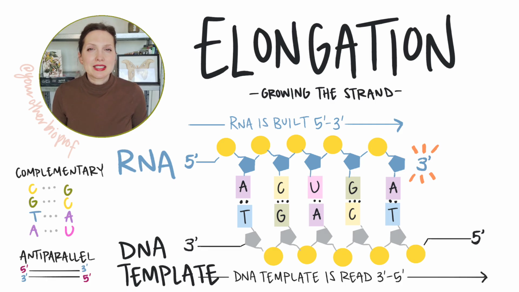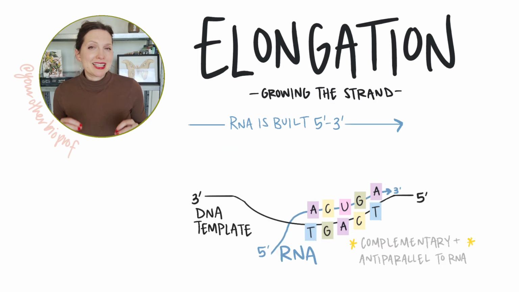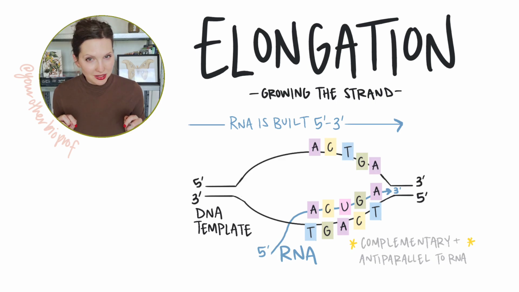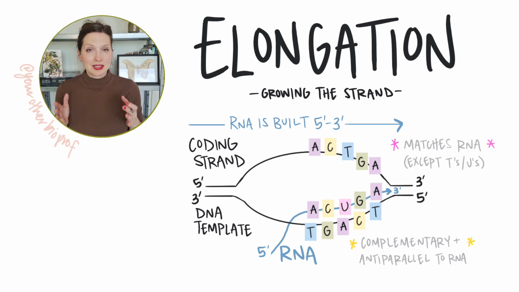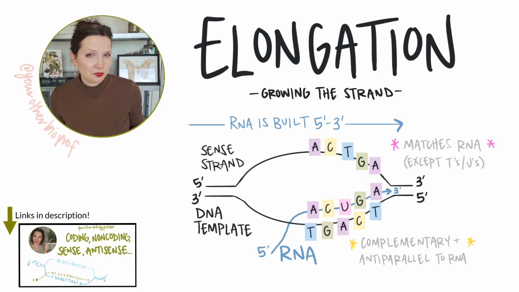Notice that the RNA sequence is complementary and antiparallel, opposite 5' and 3', compared to the DNA template. But the RNA sequence is the same as the sequence on the other DNA strand, the non-template strand, except for T's and U's. And the directionality is the same. And so the non-template strand is also called the coding strand because it shares the same code as the RNA. You'll also see it's called the sense strand.